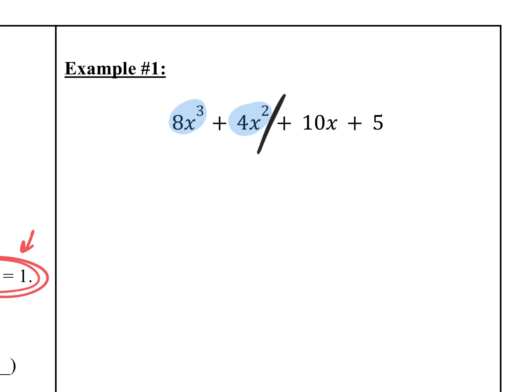So if you're looking at your factor chart, what can you take out of 8 and 4? And you should see that 4 is the biggest number that we can take out. And then I can always take out the smallest amount of x's. So I can take out x to the 2nd, or smallest variable. So choose smallest exponent.